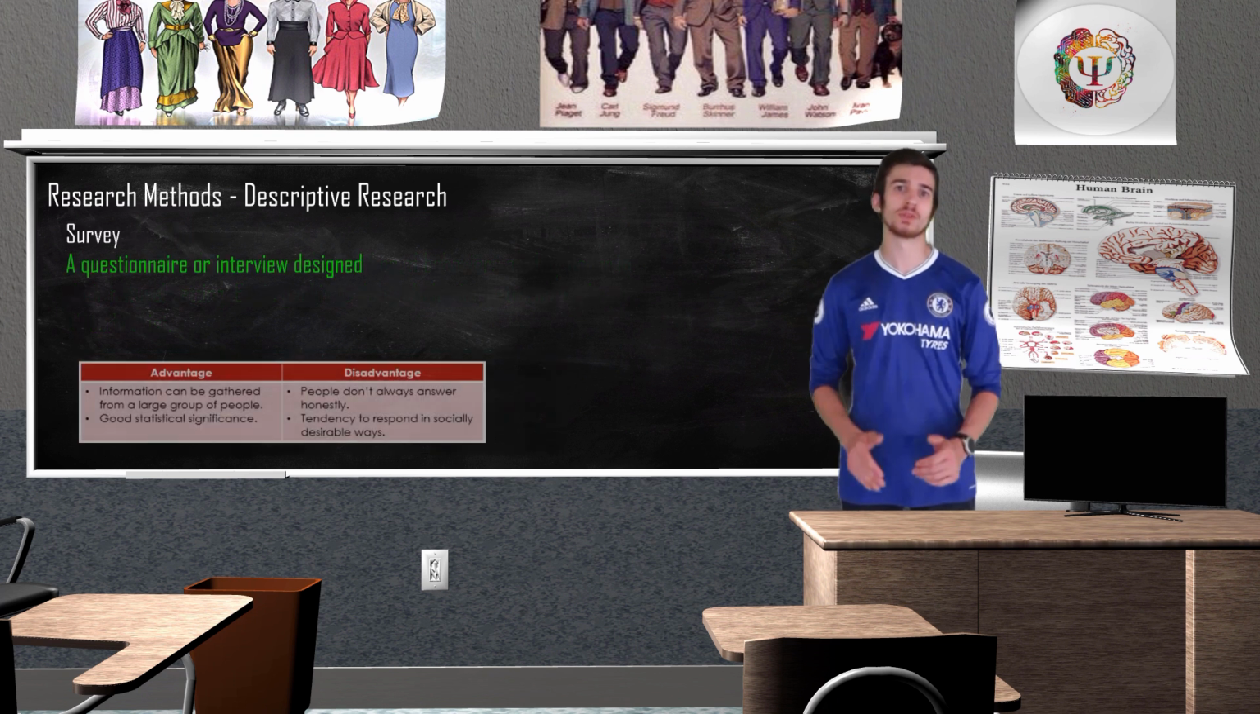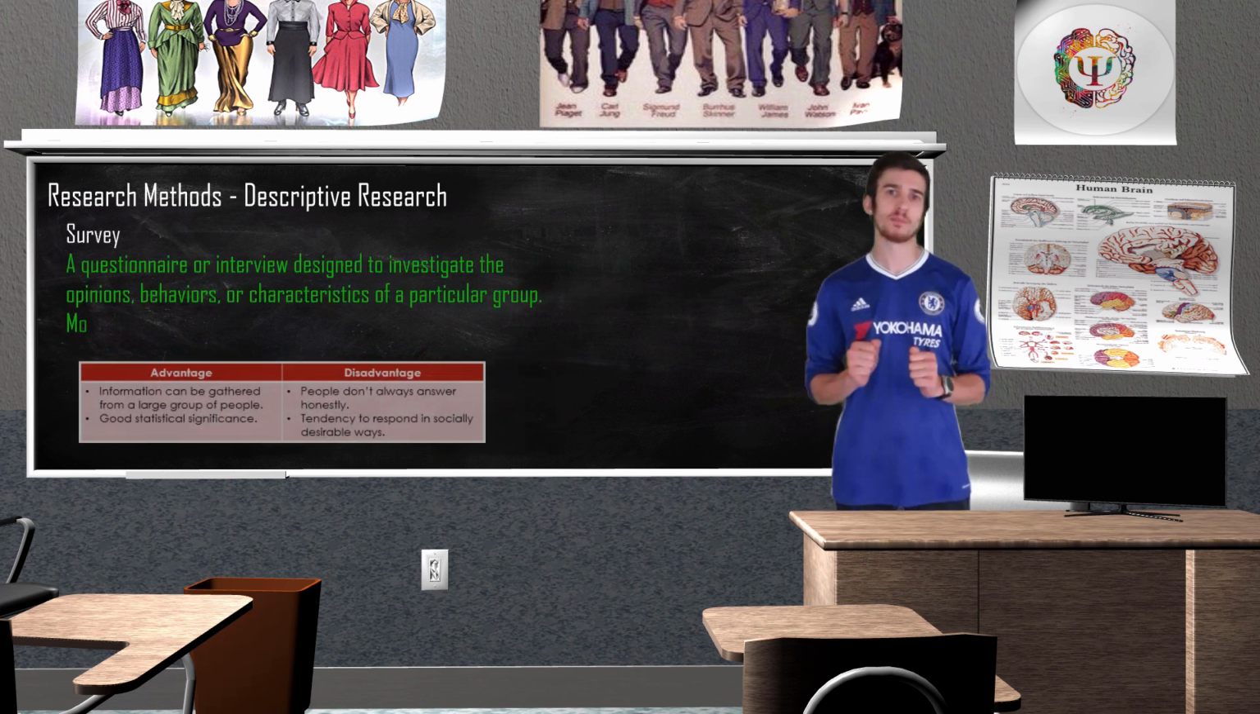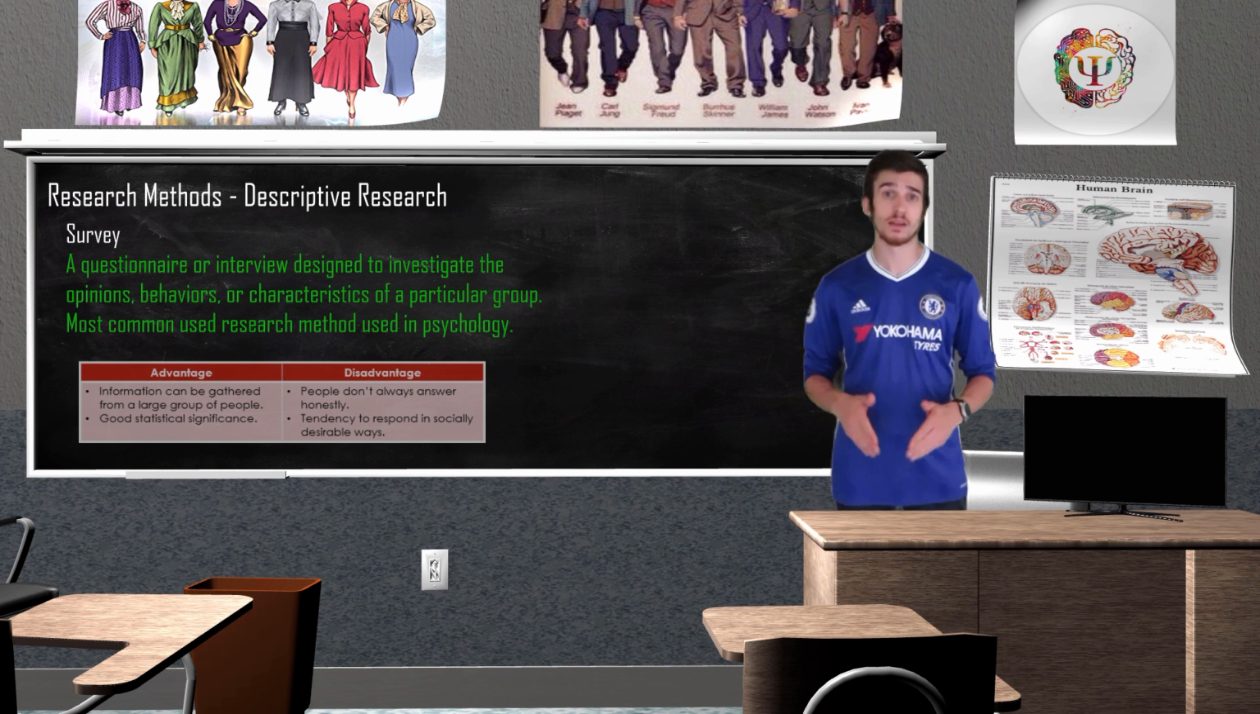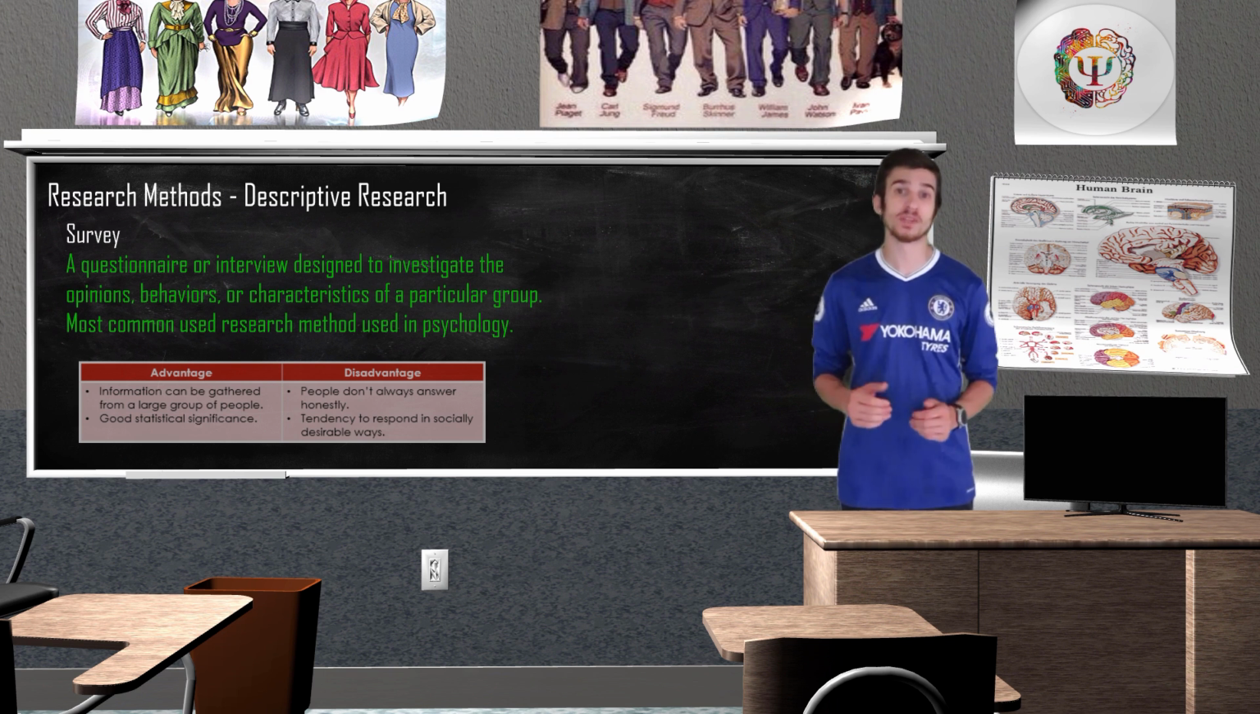Next, we have surveys, which are going to be one of the most commonly used research methods in psychological research. A survey is just going to be a questionnaire or an interview that is going to be designed to investigate the opinions, behaviors, or characteristics of a particular group.